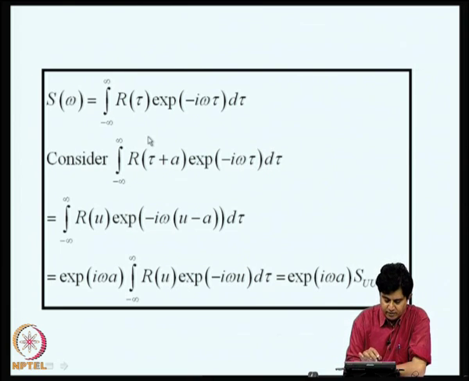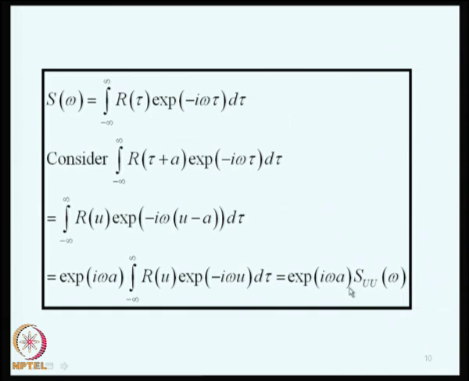Now, we need to find the power spectral density function. Before we do that, we can quickly do a small calculation. If S of omega is the Fourier transform of R of tau, consider the Fourier transform of R of tau plus a. It will be the integral of R of tau plus a into e raised to minus j omega tau d tau, and if I now substitute tau plus a as u, I get this expression, from which it follows that the Fourier transform of R of tau plus a will be exponential j omega a into Suu of omega, where Suu of omega is the Fourier transform of R of tau. So, a time shift in R of tau leads to a multiplier of the kind e raised to j omega a in the frequency domain.